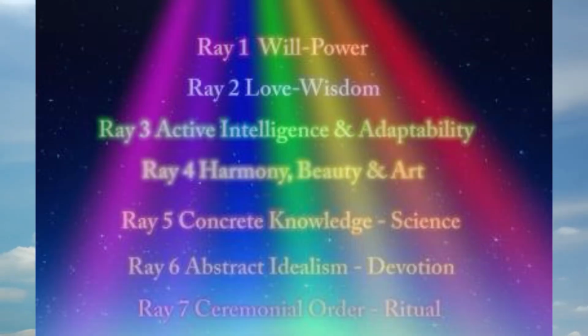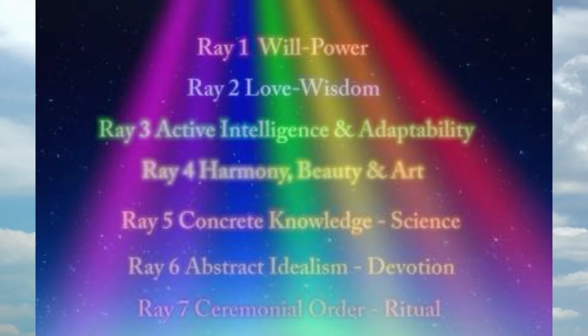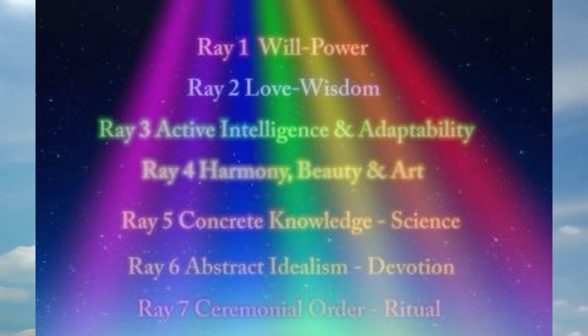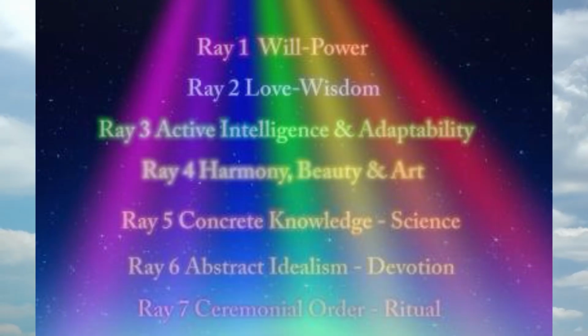For instance, if on the first side, we have the first ray of will power, second ray of love wisdom, and third ray of adaptability and active intelligence, then on the next side, proceeding from the 4th, we get the 5th ray of concrete data and science, which corresponds to the 3rd ray, the 6th ray of passion devotion, which corresponds to the 2nd ray, and finally the 7th ray of order, ceremonial rituals, and spirit into matter, which corresponds to the 1st ray.